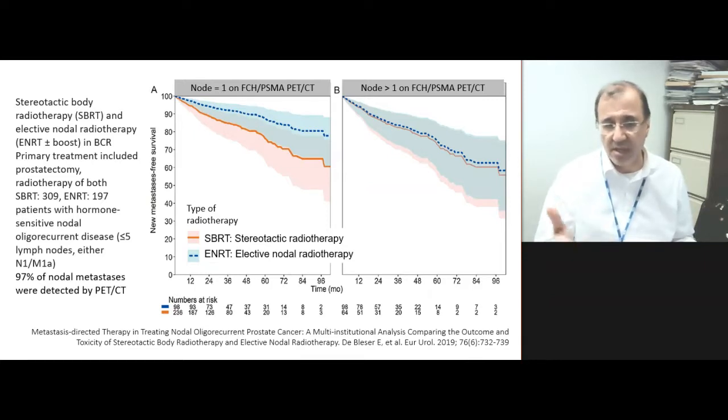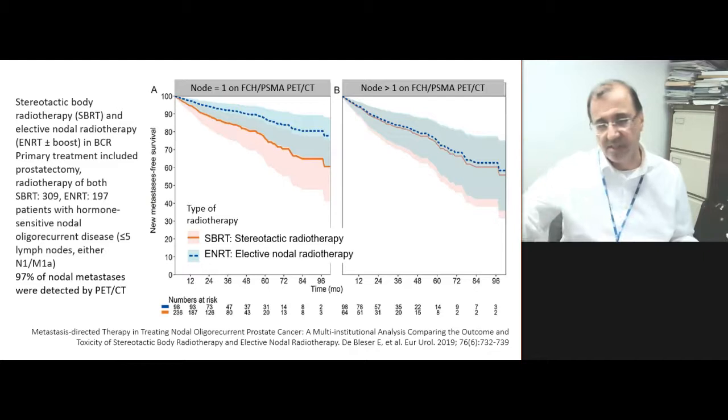So here is a large study. You can see that 309 men received stereotactic radiotherapy and about 200 men received pelvic sidewall radiotherapy. And when there was only one lymph node visible on a PET scan, fluorocholine or PSMA, you can see that if you had stereotactic radiotherapy, then your disease-free survival, which is here, is actually less than if you were to treat the pelvic side walls. But if you had more than one lymph node, then you might as well have done either one because the disease was already out of the pelvis.